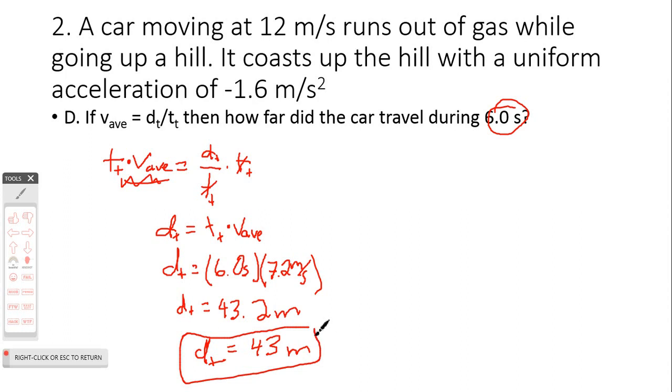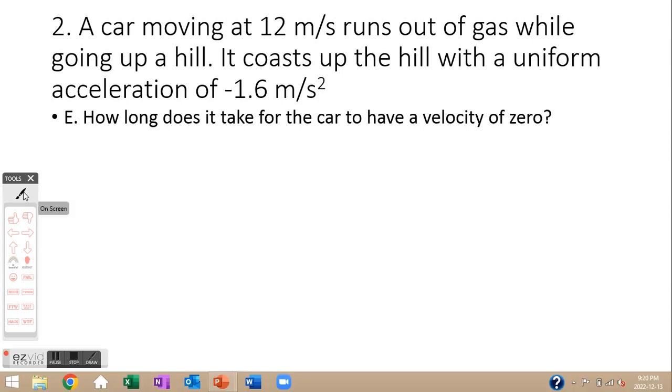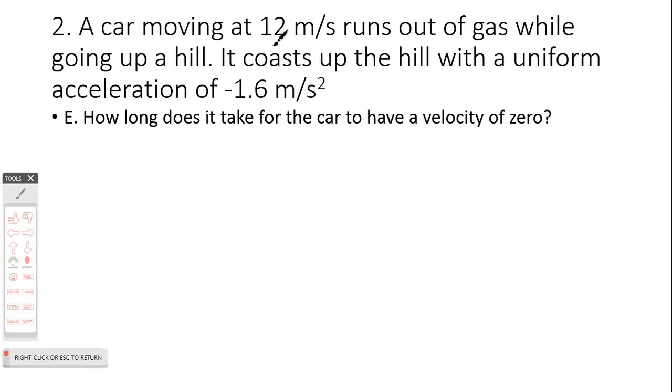Moving on to part E. How long does it take for the car to have a velocity of 0? So in this case, we have v1, we have v2, we have a, and we need to solve for t. So let's take a look. Our original formula, acceleration, is equal to v2 minus v1 divided by t.